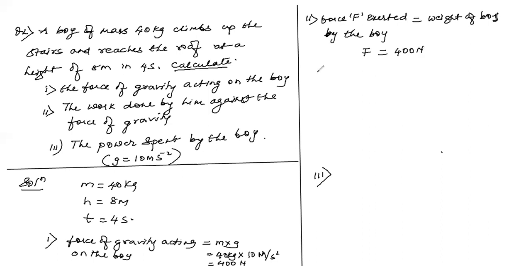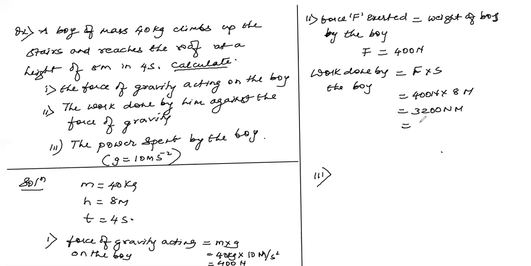Okay, why did I find F? See, what is the work done? Work done by the boy against the force of gravity is equal to F into S. The force is 400 Newton, and S is nothing but the displacement upward. Height is 8 meters. So how much do you get? It becomes 3200 Newton meter, but this Newton meter is nothing but joule. So 3200 joules. The work done by the boy is 3200 joules.